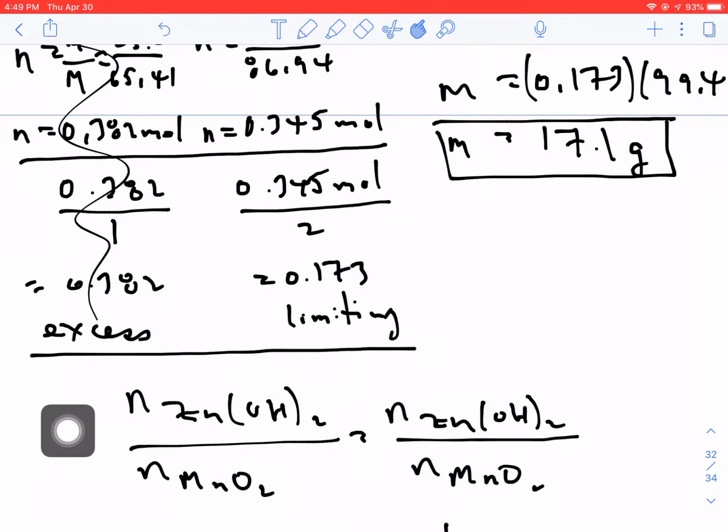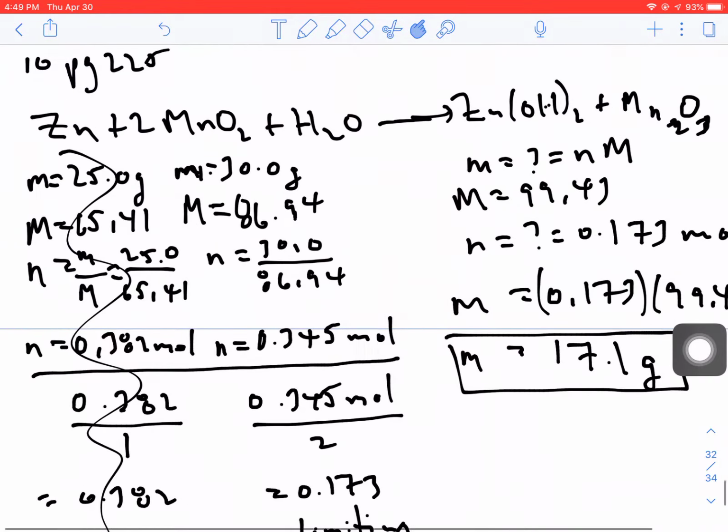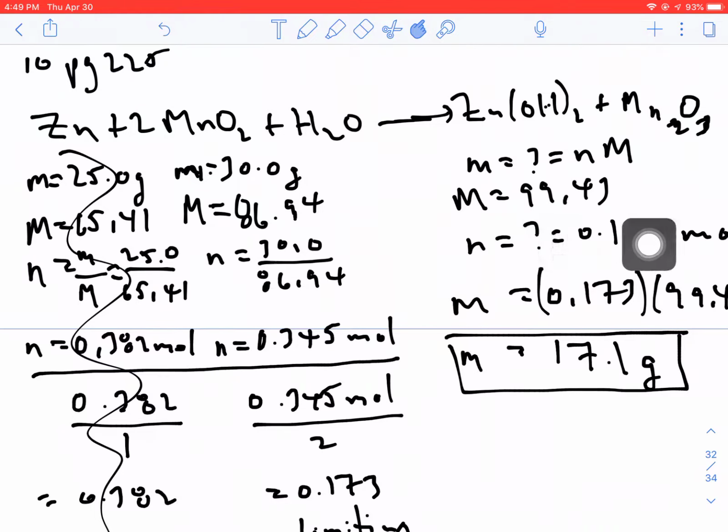Then set up your mole ratio with your unknown number of moles and your known number of moles, from the question and from the balanced equation, right? Solve for little n using your mole ratios, and then solve for your mass. Every question is the same.